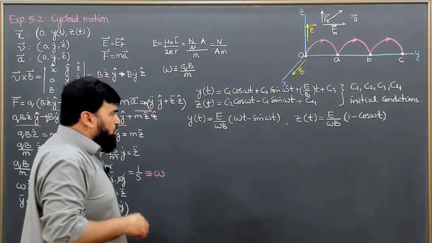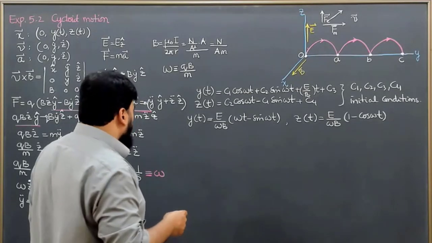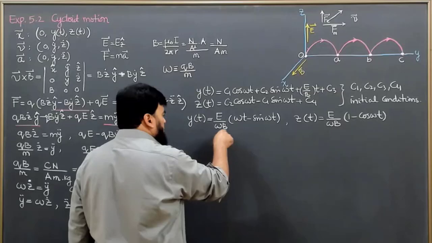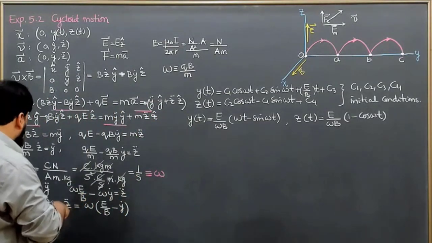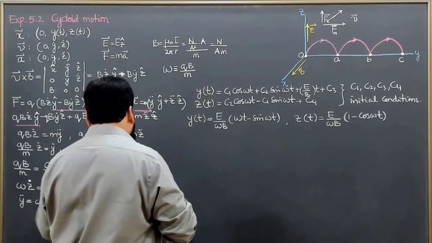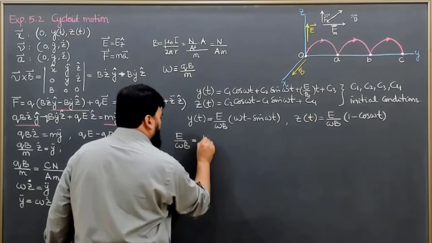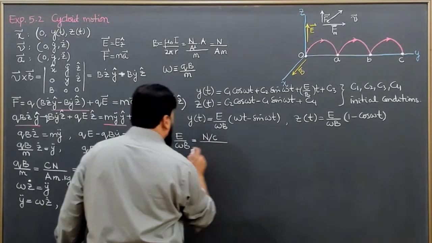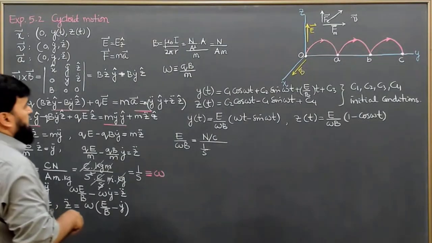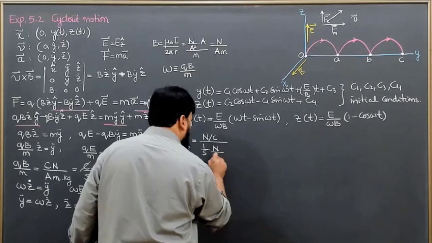Now the equation doesn't look good or symmetric, but I want to consider some other constant in this one, like E is constant, B is constant, omega is constant, because omega we have already defined as equal to QB over m. Now let me check what is E over omega B. Now E, I know, is Newton per Coulomb, while omega is 1 per second, while B is Newton per ampere meter.